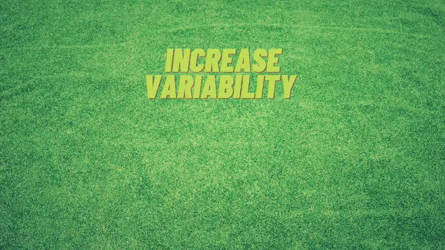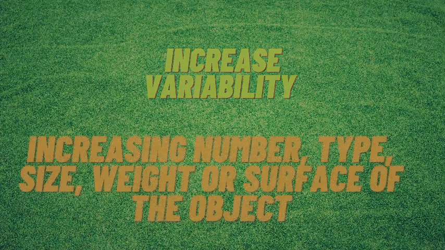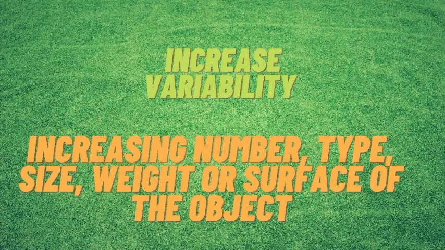Other ways to purposely manipulate constraints to increase variability is through increasing the number, type, size, weight or surface of the object in the environment, providing multiple and varying ball feed or player positions, and by providing multiple interactions of the play or game within the same environment.